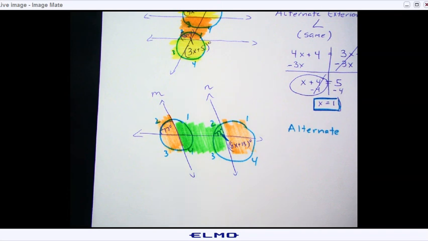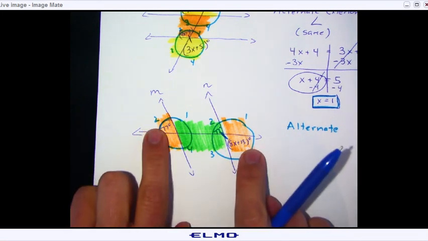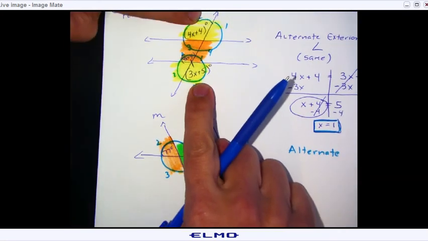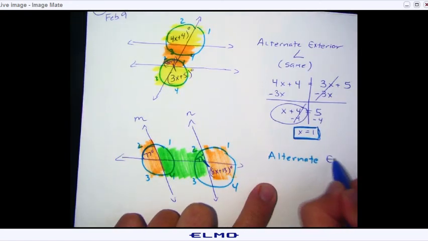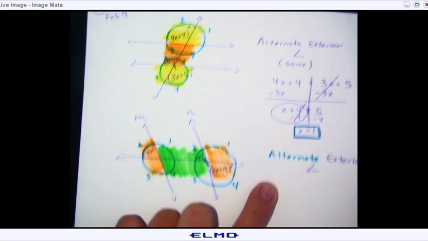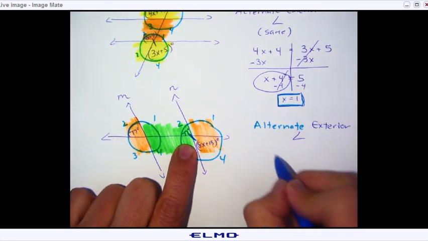Which one? Type it, anybody. Exterior or interior? Exterior, yeah, because they're on the outside. See? Over here, the top and the bottom. So don't let that confuse you. You know, a lot of kids give up right away, like, oh, I don't get it. Do the same thing. So now they're going to be equal to each other.